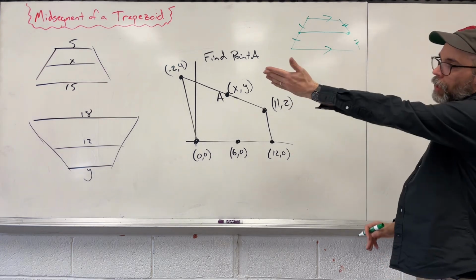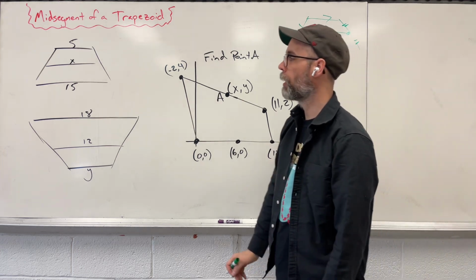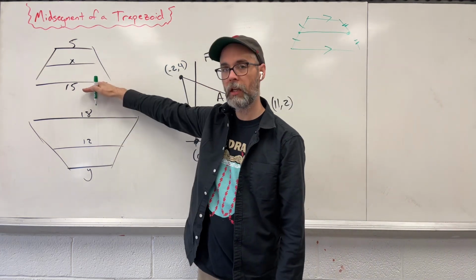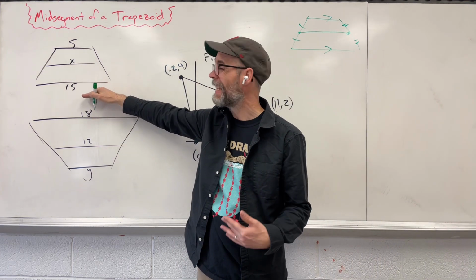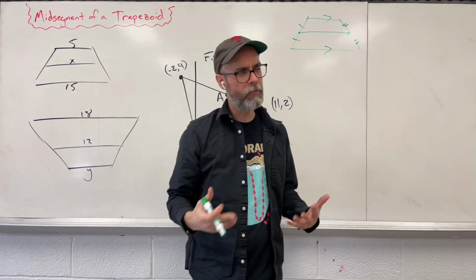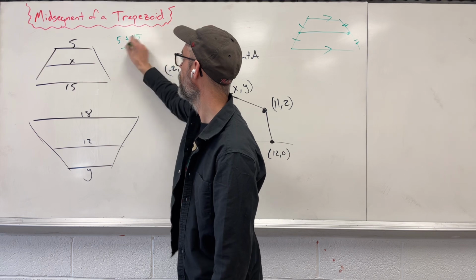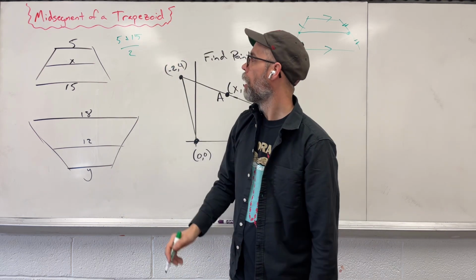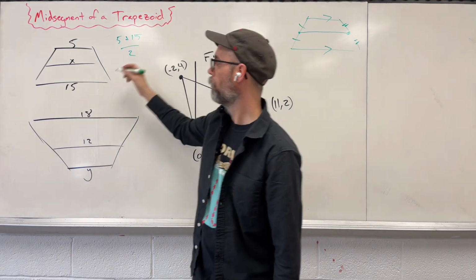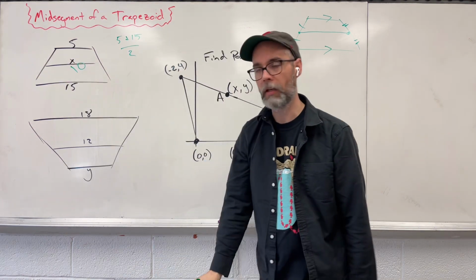So anyways, come back over here. I have two trapezoids, 5 and 15. Basically, I just want to find the average. Just like finding the average of two test grades or quiz grades, I'm going to say 5 plus 15 divided by 2 is going to give us 20 over 2, which is just 10.